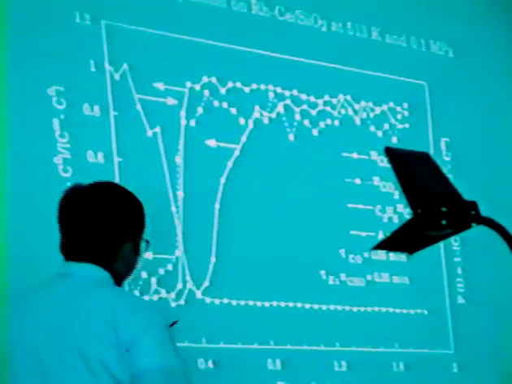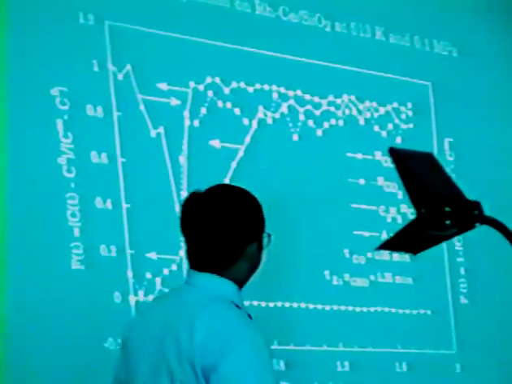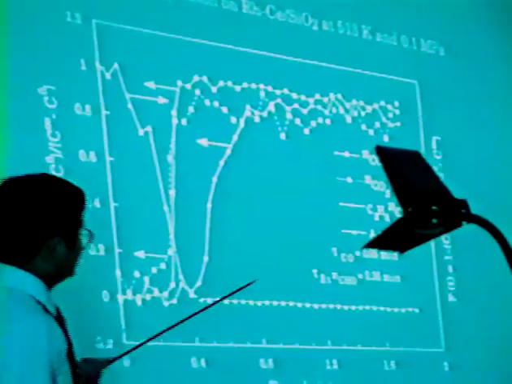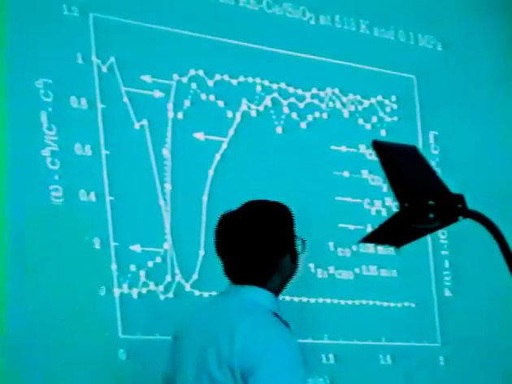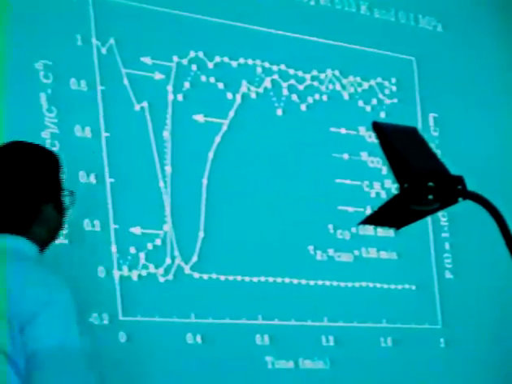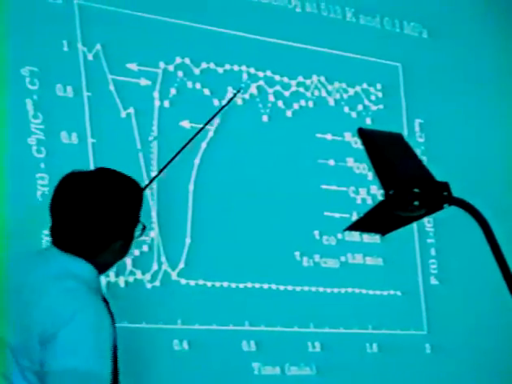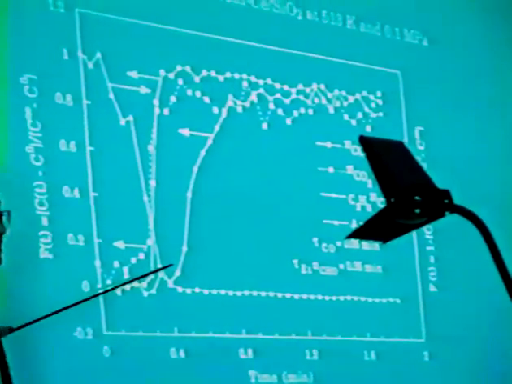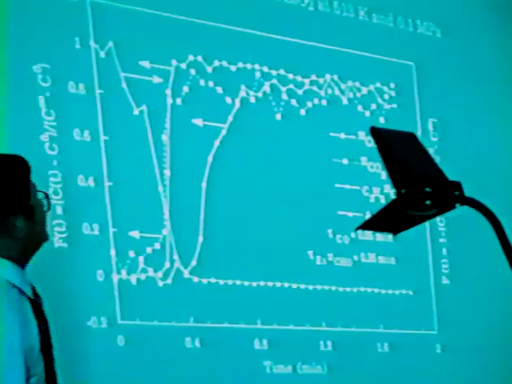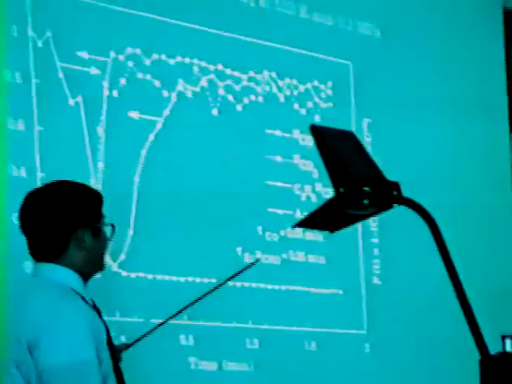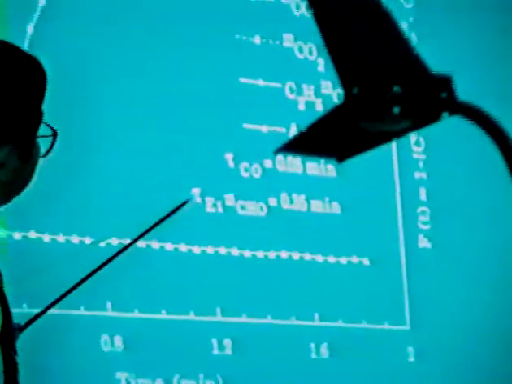And propionaldehyde is also formed as we switch from C12O to C13O. The area above this response curve can be used to determine the residence time of this intermediate. So the residence time of the intermediate leading to aldehyde is around 0.35 minutes, and the residence time for the adsorbed CO during the reaction is determined to be 0.05 minutes.